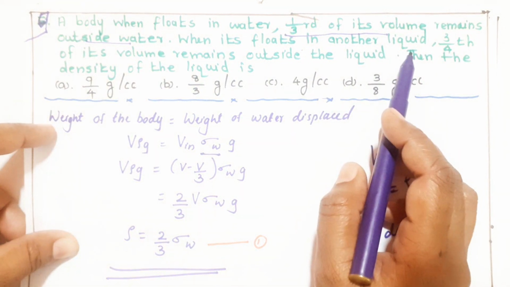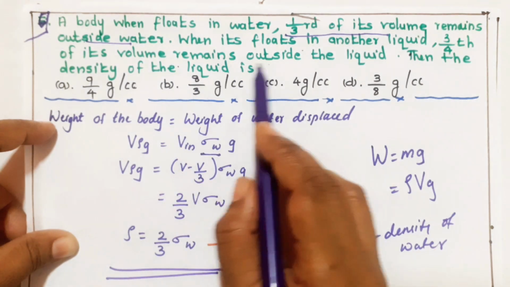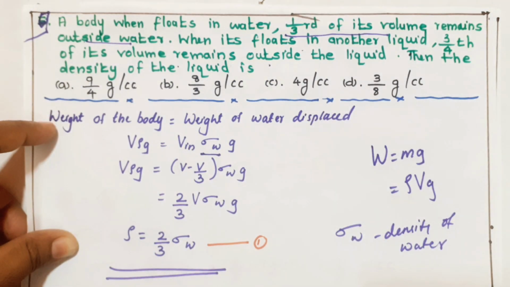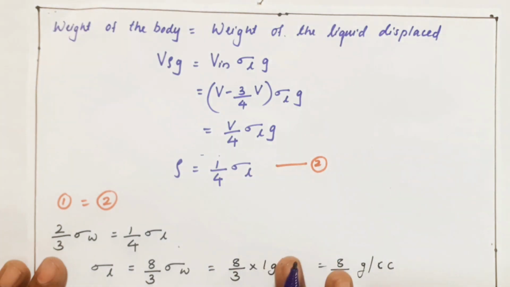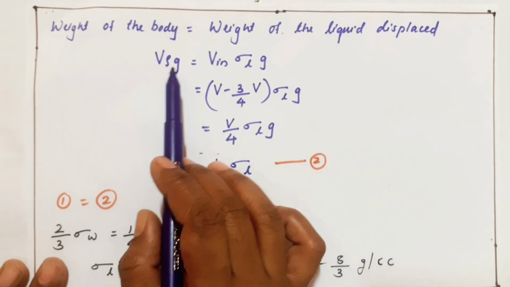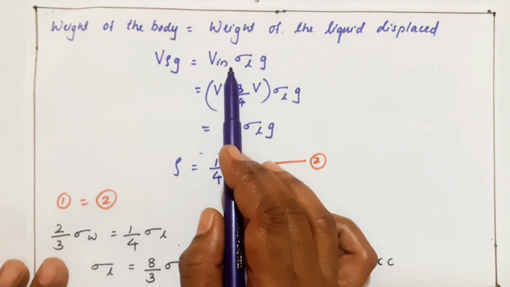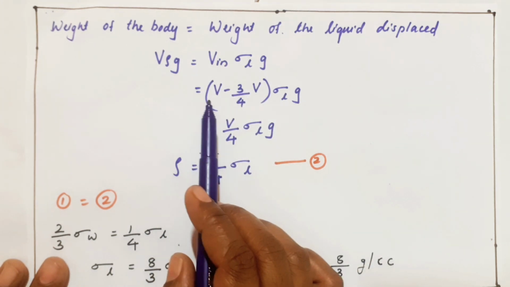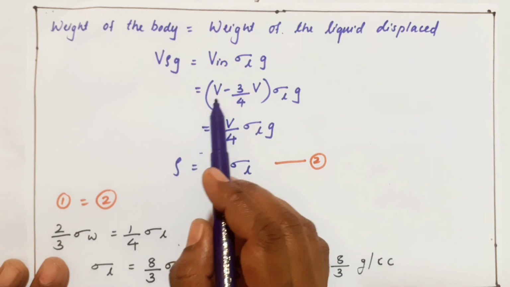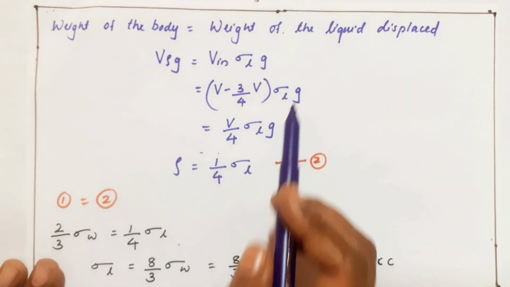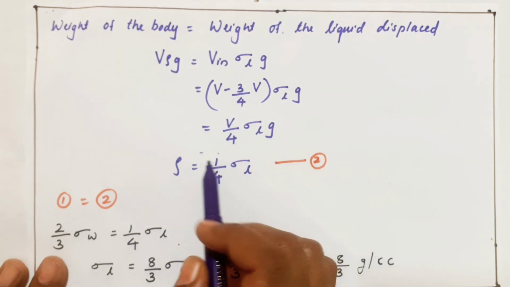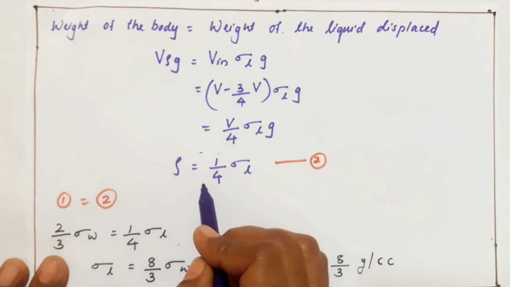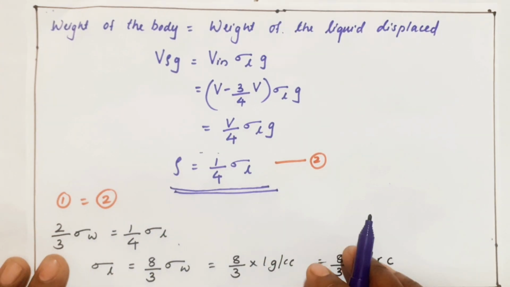Now see the question they are telling. When it floats in another liquid, 3 by 4 of the volume remains outside the liquid. We are not taking the water, we are taking another liquid. So weight of the body is equal to weight of the liquid displaced. Water we are changing to another liquid. So V rho G is equal to V inside sigma L G. 3 by 4 of V is outside. How much will be inside? V minus 3 by 4 V into sigma L into G. What is V minus 3 by 4 V? V by 4 sigma L G. So here also V G get cancelled. So rho is equal to 1 by 4 sigma L.